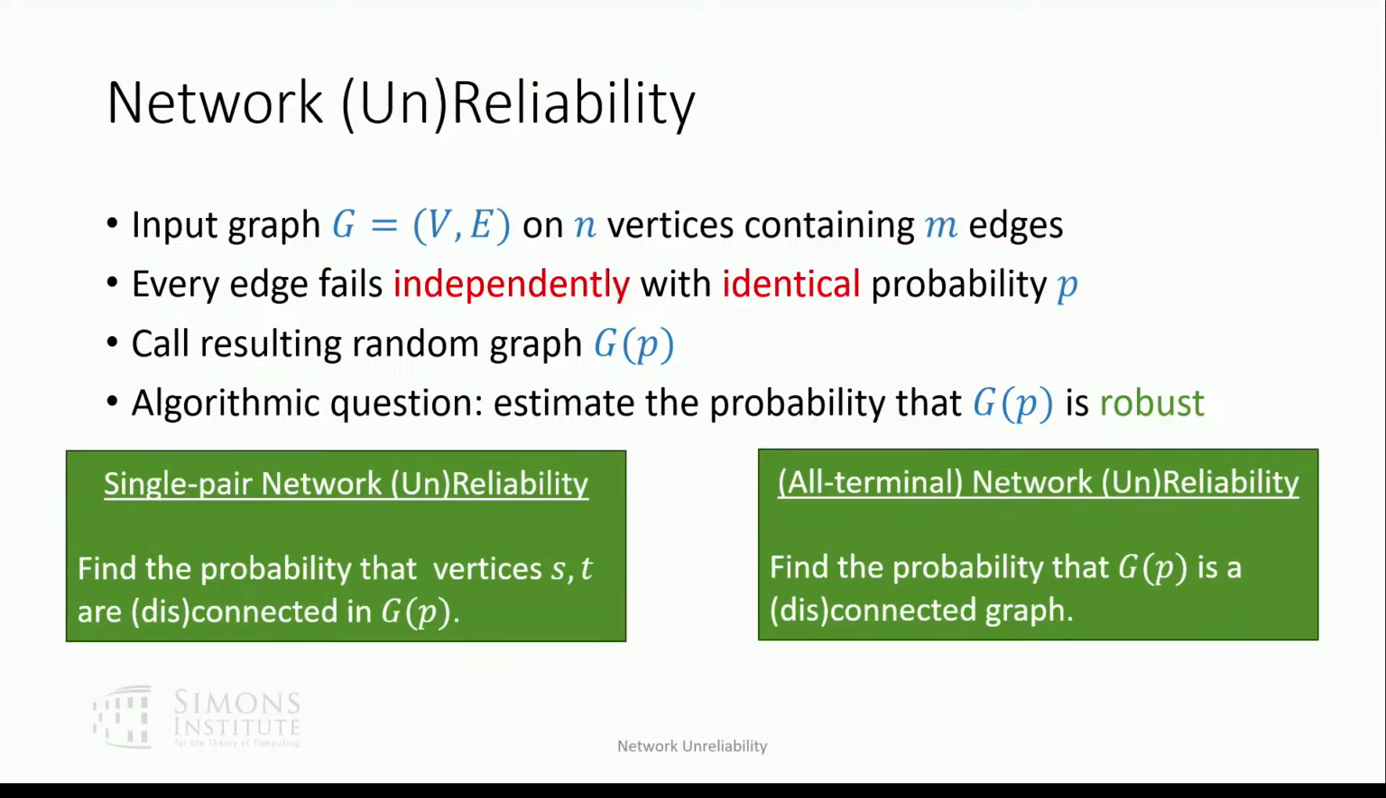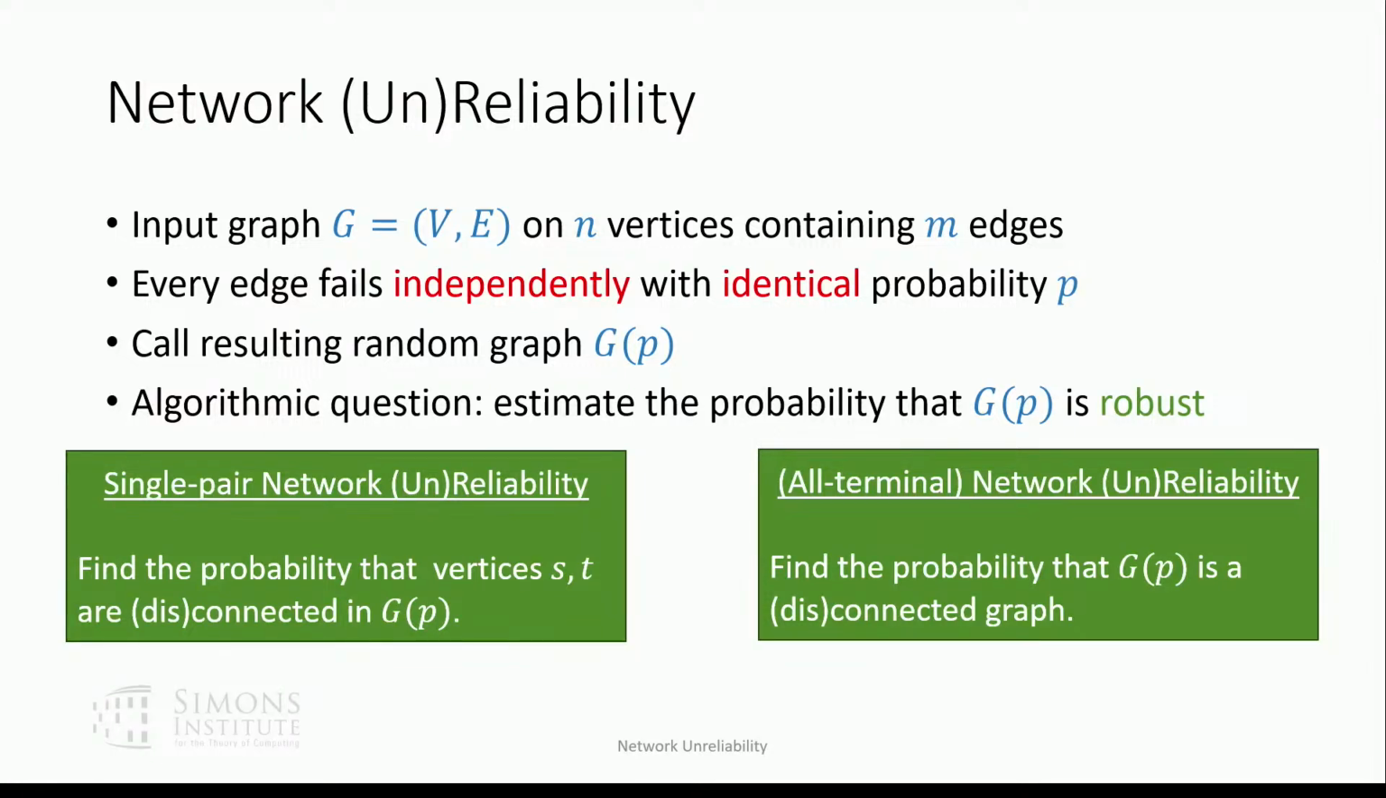Let me write those problems a little more clearly. One problem I'm going to talk about is the single pair network unreliability problem. This problem asks the following. I give you a graph. Every edge fails with probability p. Find me the probability that s and t, a particular pair of vertices in my graph, are connected. So that's problem one.